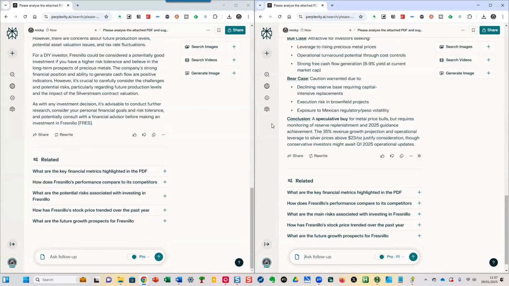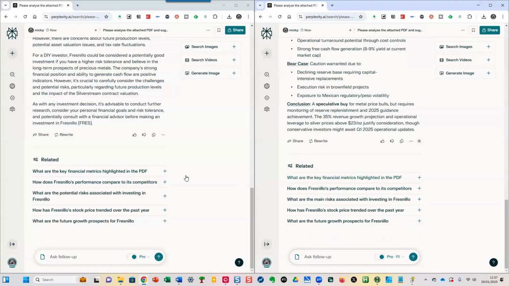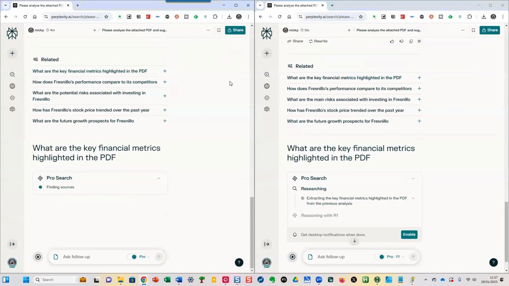One of the strong points about Perplexity is that it provides supplementary follow-up questions. Of course, you don't get that with a normal Google search. Yes, they're the same both sides. How does Fresnillo's performance compare to competitors? They look to be pretty much the same questions. And let's just see how they set out the key financial metrics side by side, whether they're both the same.